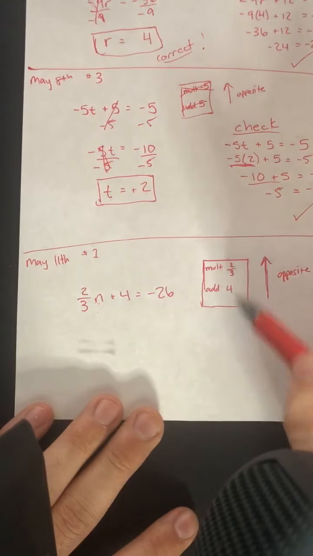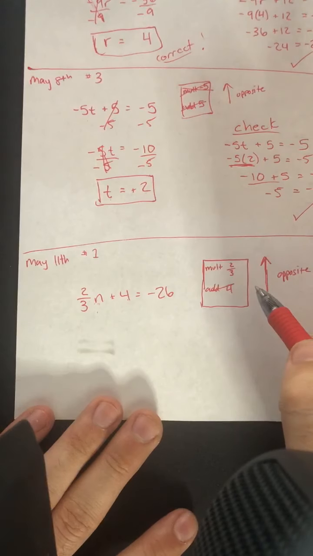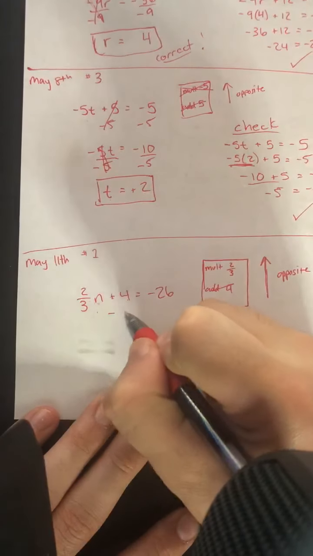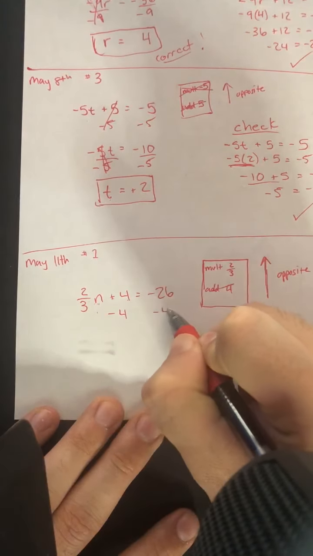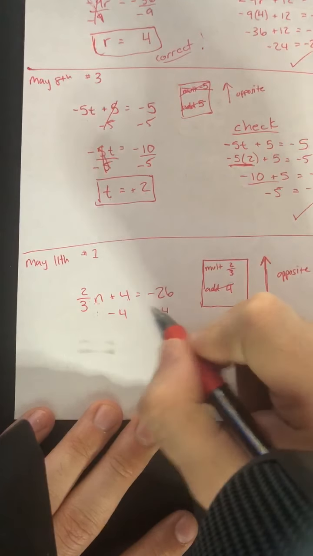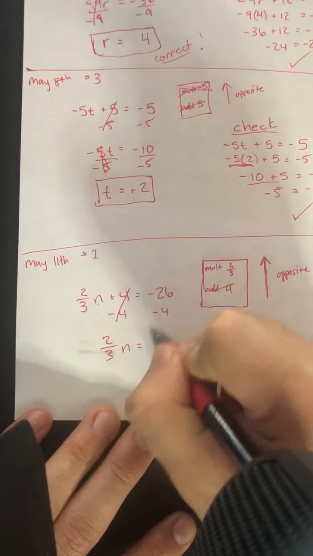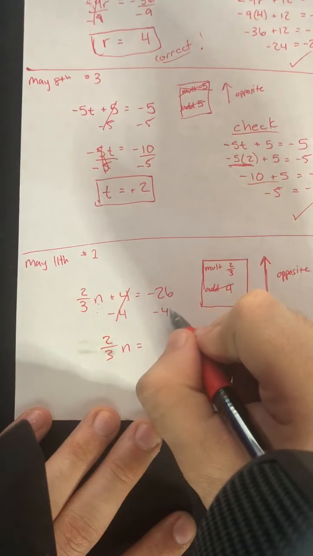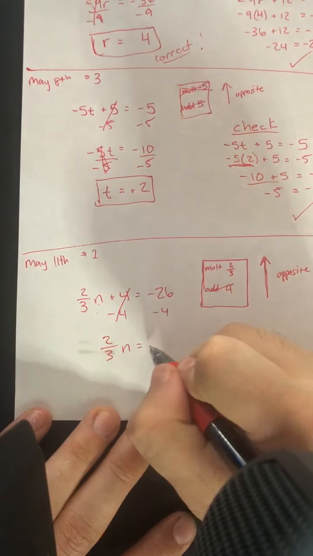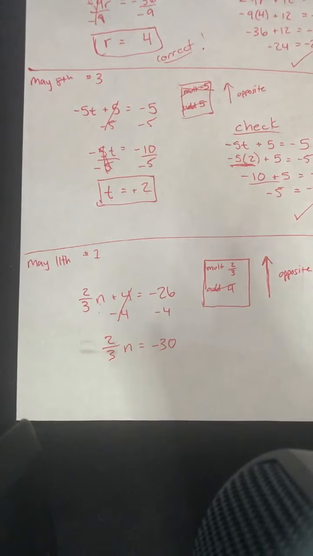Well, now we have our list. We're going to do them in the reverse order, meaning we're going to start with this adding 4, and we're going to do the opposite. So what's the opposite of adding 4? Subtracting 4. So you want to subtract 4 from the left and subtract 4 from the right side of your equal sign. So these cancel out. You're left with 2/3 n on the left side. And on your right side, you have negative 26, then you get 4 more negatives. So you have a total of negative 30.